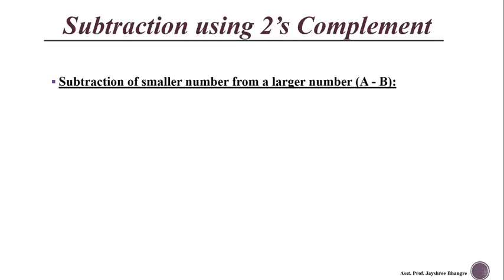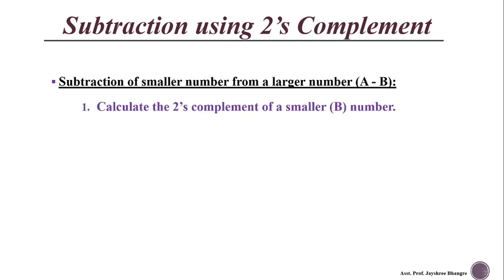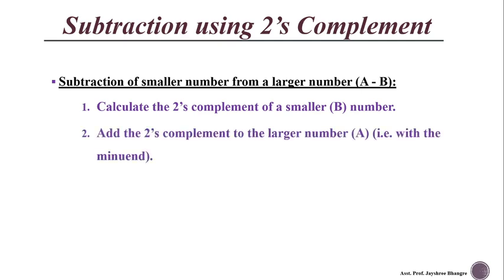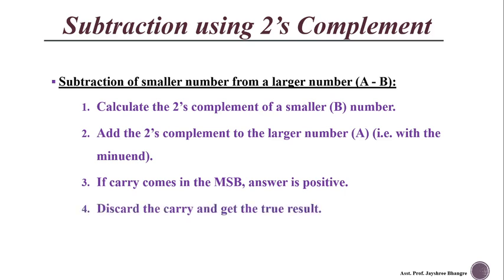Next, subtraction using 2's complement. Again, the subtraction of a smaller number from a larger number, that is A minus B. So the first rule is to calculate the 2's complement of the subtrahend, that is the negative number. Next, again we have to add this 2's complement of the subtrahend to the minuend. Now see, if carry comes in the MSB, that means the final carry is generated, then the answer is positive. Okay, and now the fourth rule is to discard the carry and get the true result.